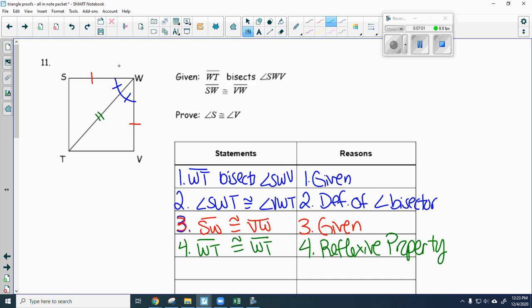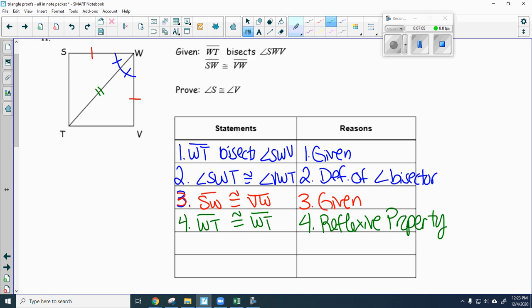Now, again, we should be noticing, okay, I've got in each triangle 3 sets of tick marks that are the same. I have enough for a shortcut. This particular shortcut is side, angle, side, again. So we can say our triangles are congruent.